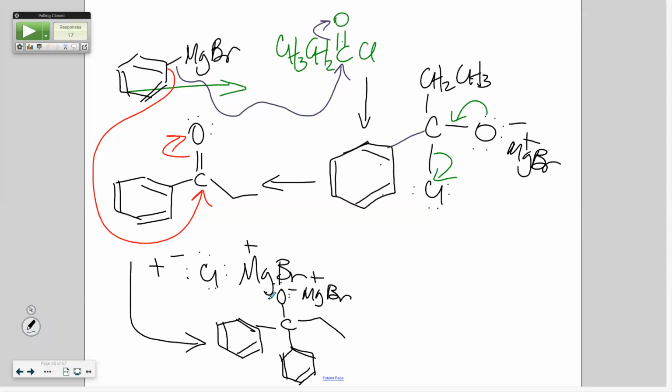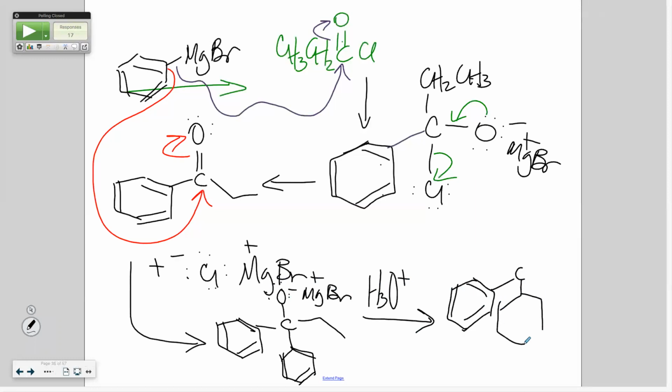All right, and then what do I have to do? What's the last step, you think? Acid. It's always going to be there. Okay, so we're going to make a tertiary alcohol with 2 benzene rings on it and an ethyl group.